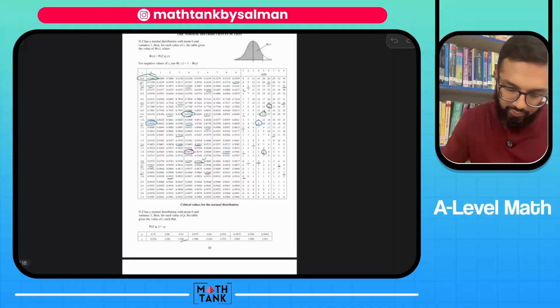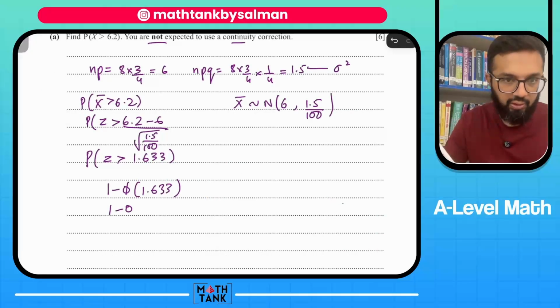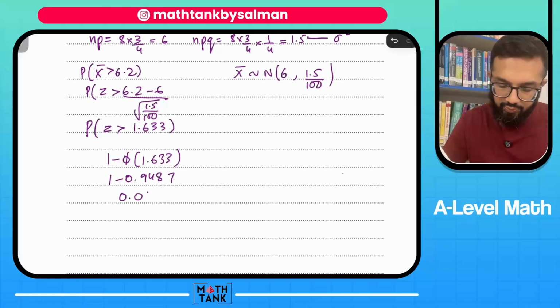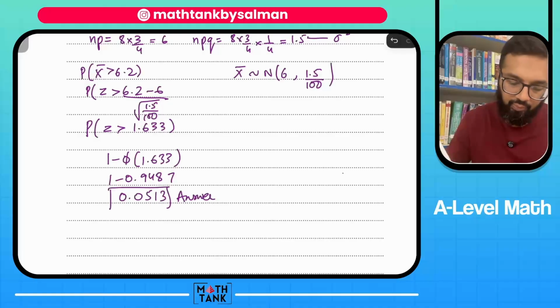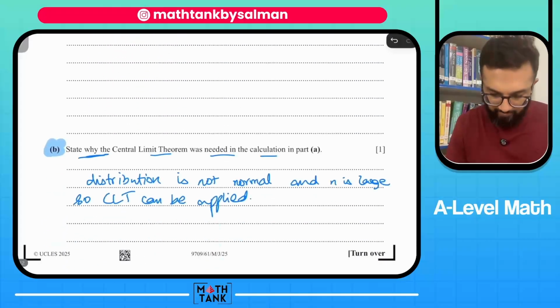I have my normal distribution table here. For 1.633, it's 0.9487, so 1 minus 0.9487. So 0.0513 should be my answer. Okay, I hope that's the correct answer. Yes, it is. Let's move on.